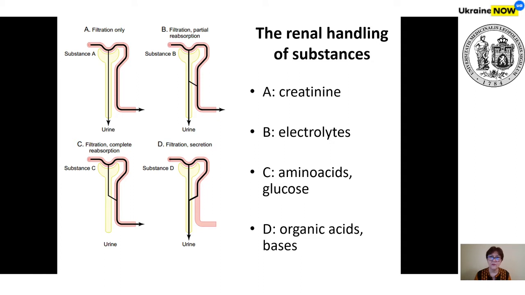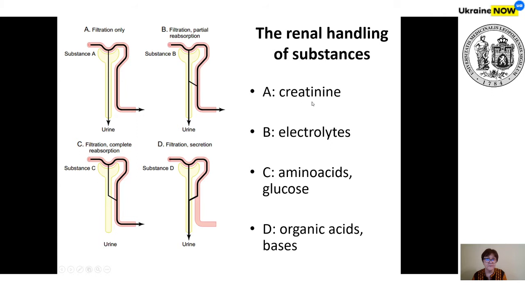The renal handling of substances can be of several types. There are four main types. Type A: there is a filtration process, but no reabsorption and no secretion. So the excreted volume of such substances is equal to the filtration rate. This is the case for creatinine. That's why we use creatinine clearance rate to evaluate the glomerular filtration rate.